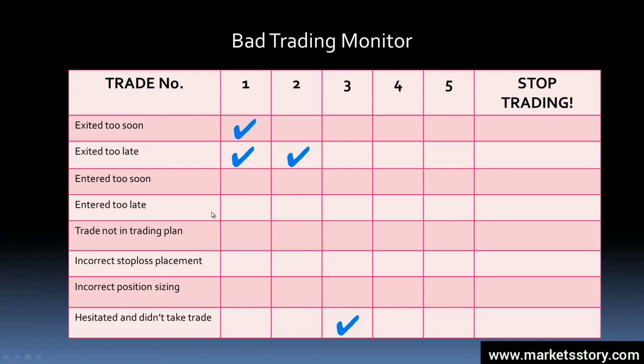So you can see on this chart here that there are various reasons why you could have had a failed trade or a bad trade. For instance, you exited the trade too soon, or you exited too late, or you entered the trade too soon or too late. Also, a common reason is the trade wasn't actually in your trading plan, or you even hesitated and didn't take the trade that you should have taken. So there's plenty of reasons why you could have had a bad trade or a failed trade or a missed trade, and if you start logging these reasons, then you'll avoid these problems.